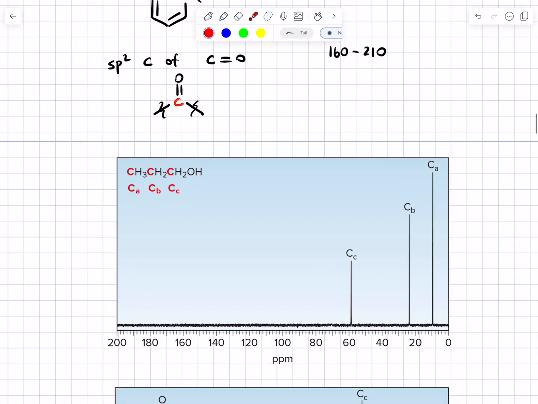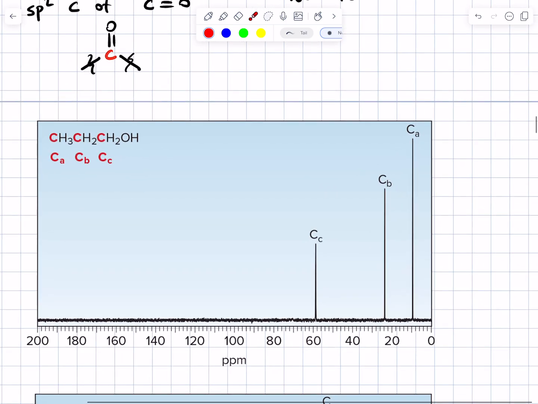Here are some example C13 spectra. Here is one propanol, and you can see that the carbon that is closest to the OH group is most de-shielded in chemical shift, and then basically the chemical shift tracks with proximity or distance to the OH group. So the B carbons show up here, the C carbons, the methyl groups show up here.